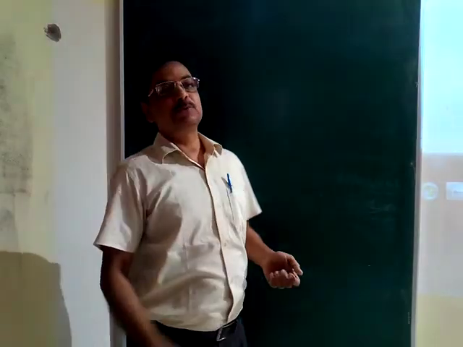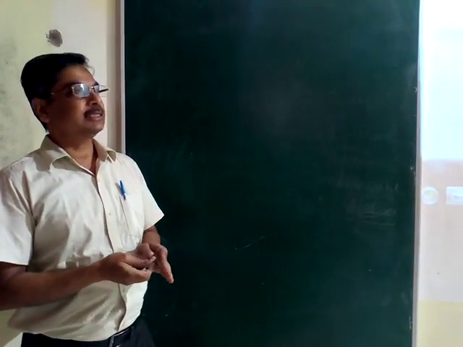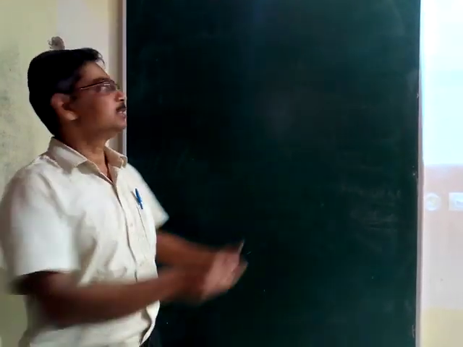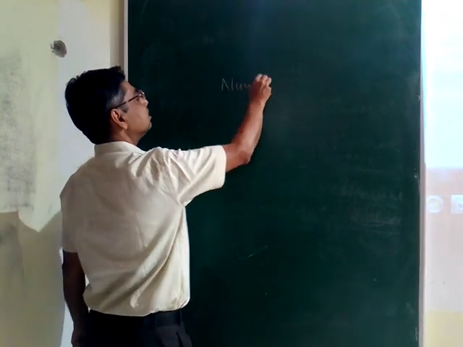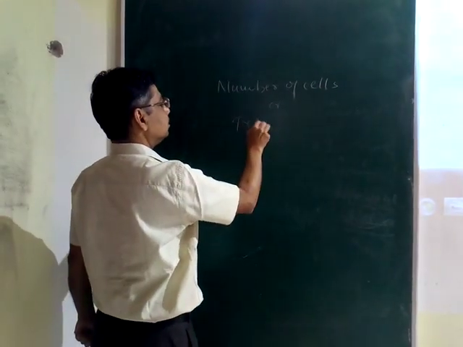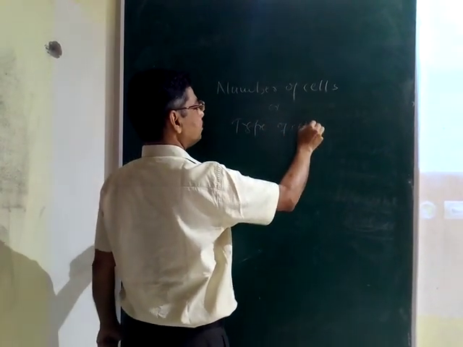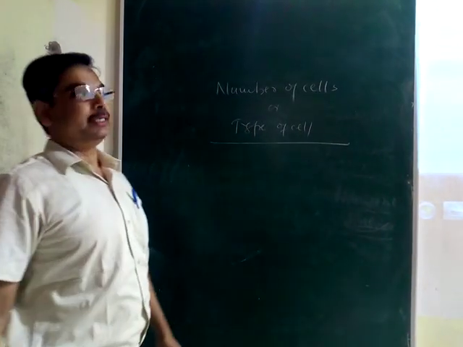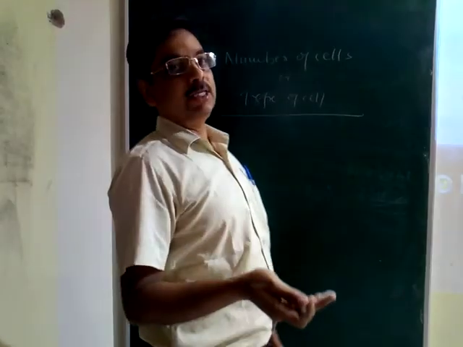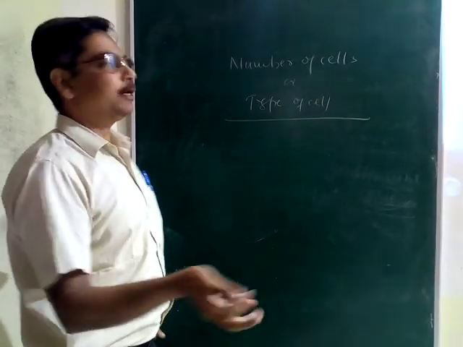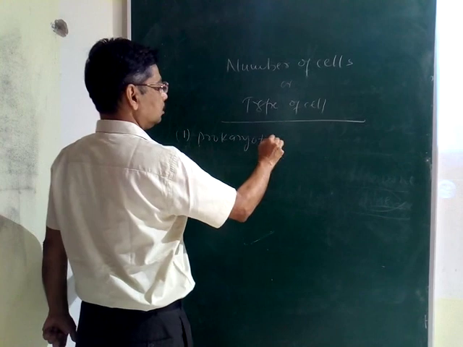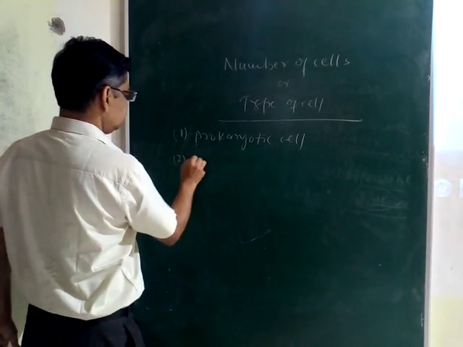On the basis of the type or number of cells, organisms can be divided into two categories: prokaryotic organisms and eukaryotic organisms, or the cells which they contain, prokaryotic cells and eukaryotic cells. First, the prokaryotic cell, and second, the eukaryotic cell.